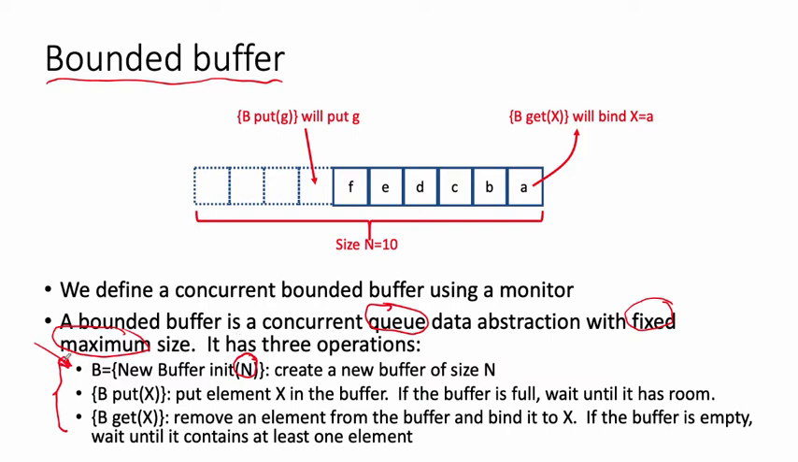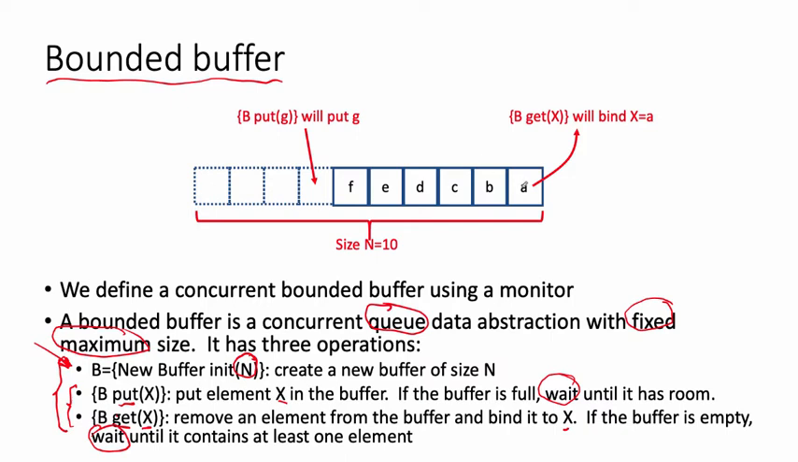So you create a buffer of size n, and then you have 2 possible operations: put an element in the buffer and get an element out. Put x will put x in the buffer. Get x will remove an element and bind it to x. The put will wait if the buffer is full, and the get will wait if the buffer is empty. Okay, so that's how the bounded buffer handles the concurrency. That's the definition of the abstraction.